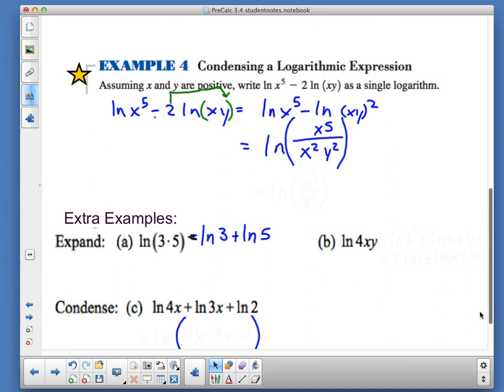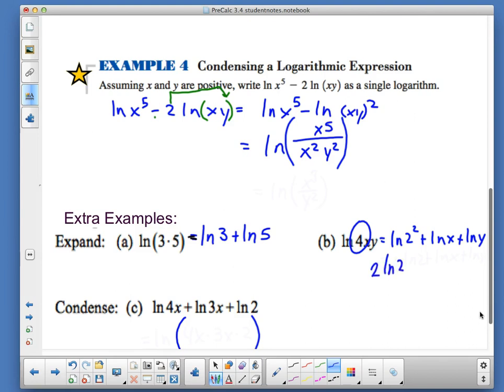I got the natural log of 4 times x times y. So I should have the natural log of 4 plus the natural log of x plus the natural log of y. But now, this 4, I can break it down to powers of 2. Okay, so I've got that broken down. And really, if I was truly going to expand, it should be 2 natural log of 2 plus the log of x plus the log of y.